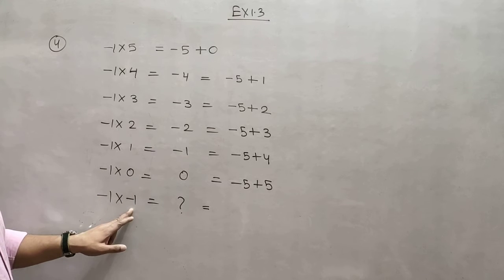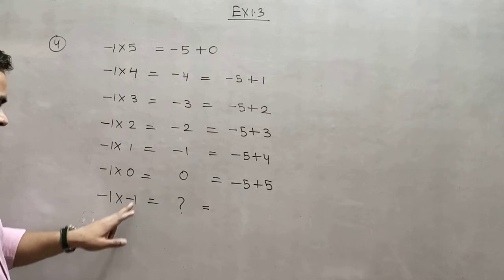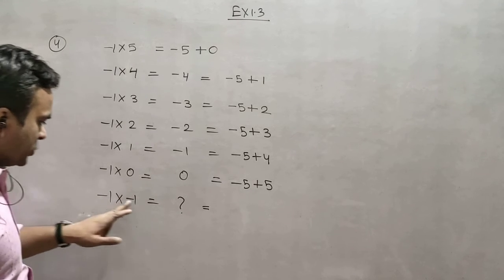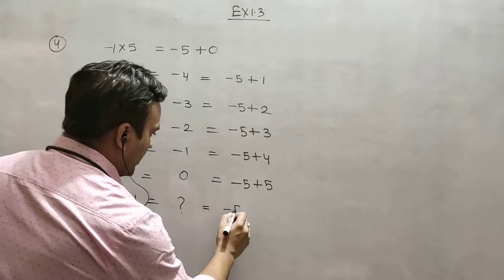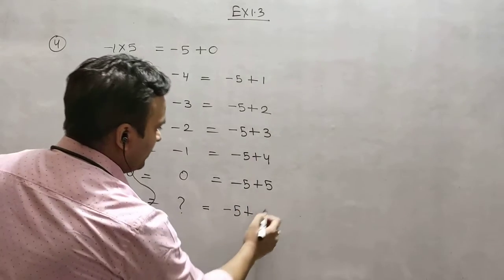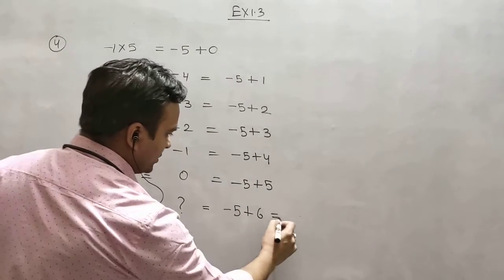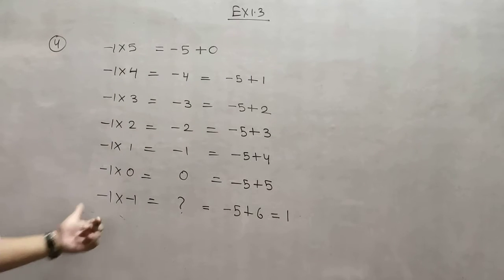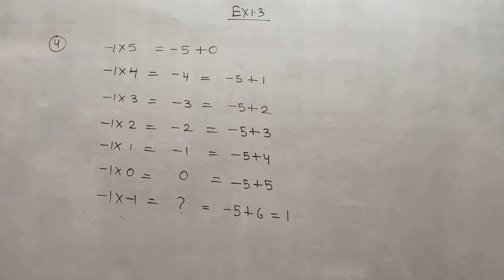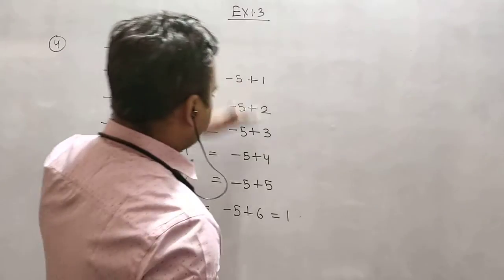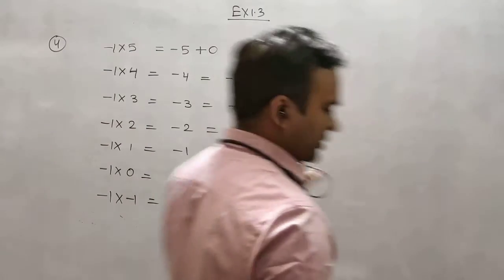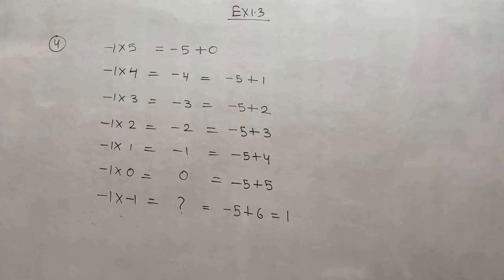Now you have to see what will come here, because after 0 we know that minus 1 comes. So minus 1 into minus 1 will be minus 5 plus what number next? 6. So what is the result? 1. It means minus 1 into minus 1 is always 1, and we have proved it with the help of a pattern. This is question number 4, in which we found the product of minus 1 into minus 1 with the help of the pattern.